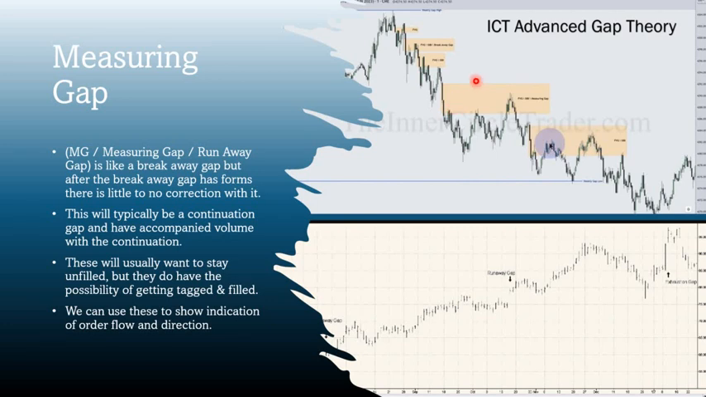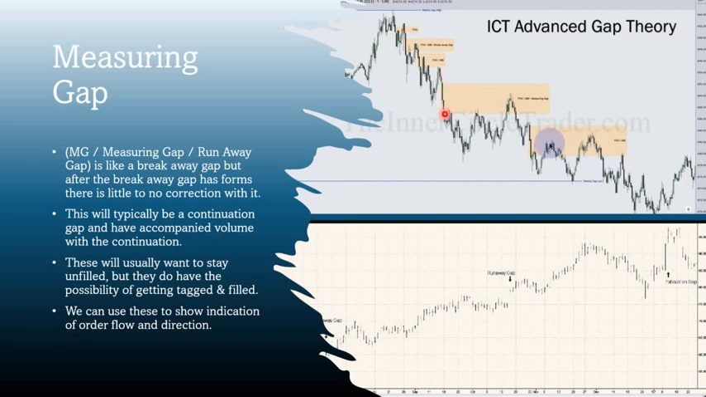So when we pay attention to breakaway gaps, they do not get touched, they do not get filled. Measuring gaps act the same way. Only thing is they have the possibility of getting filled. So you see these big impulses right here. Those are measuring gaps. These big impulses in price, leaving two fair value gaps.